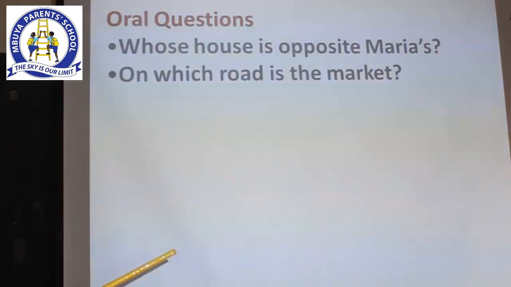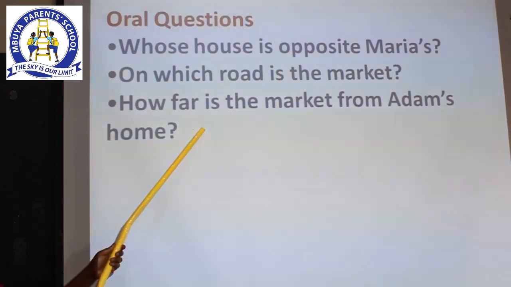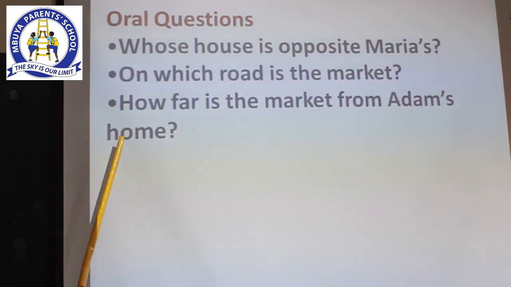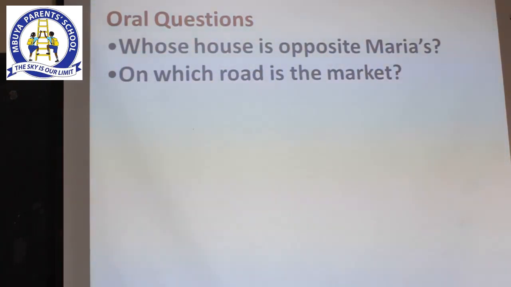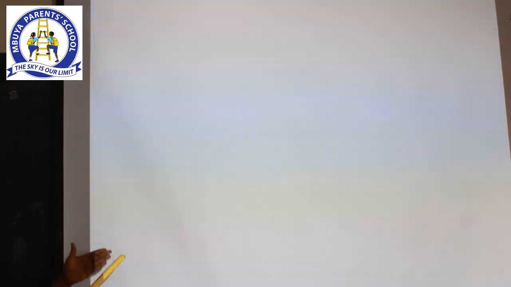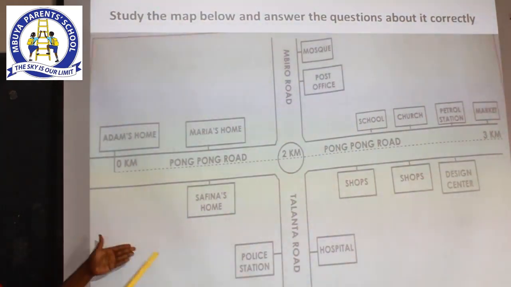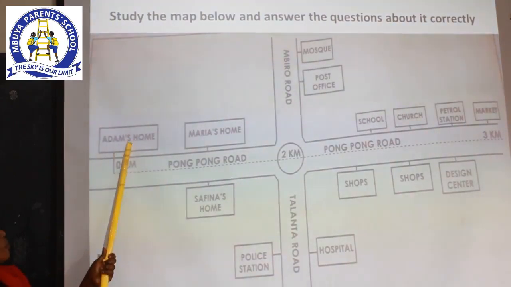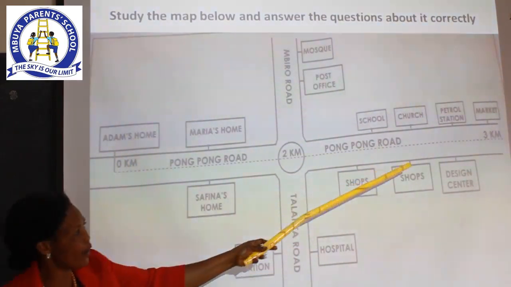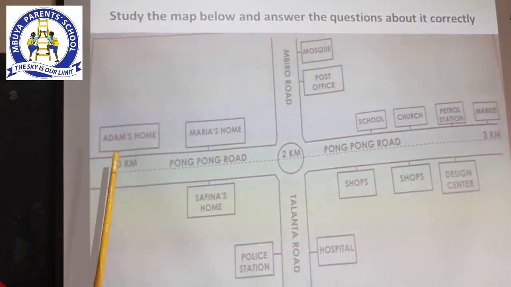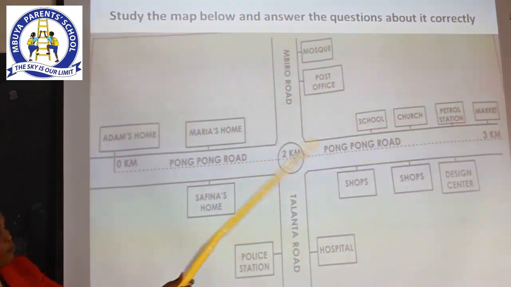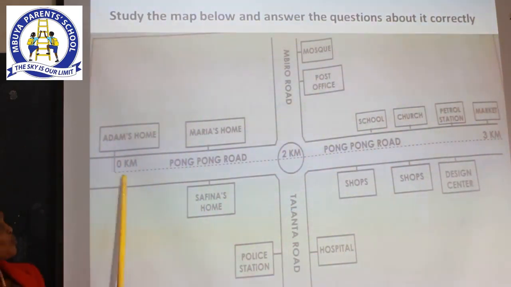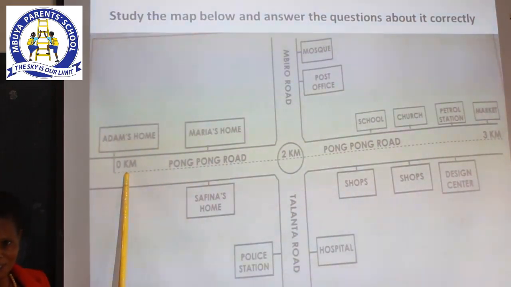Good children. So another question is, how far is the market from Adam's home? We also want to look at the map and we see the distance. Adam's home is somewhere here, and the market is somewhere there. Now, how far is the market from Adam's home? Somebody with an idea? Thank you.